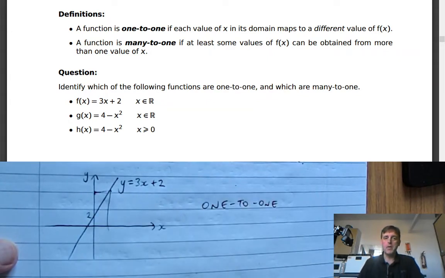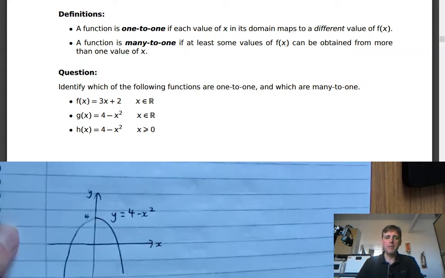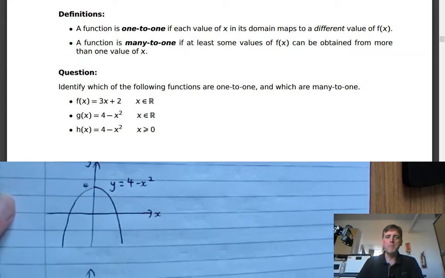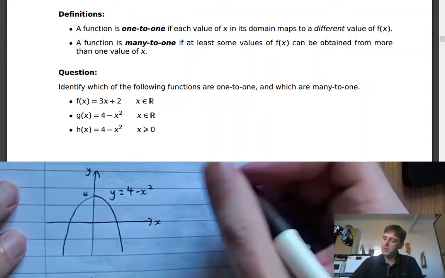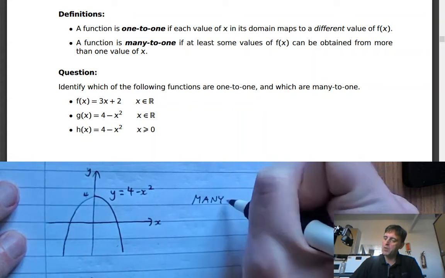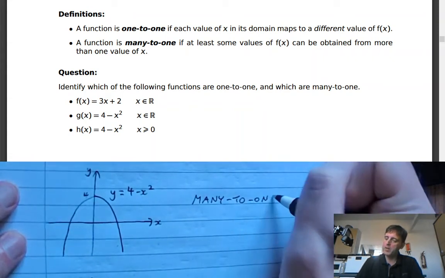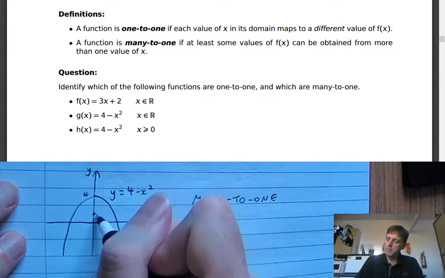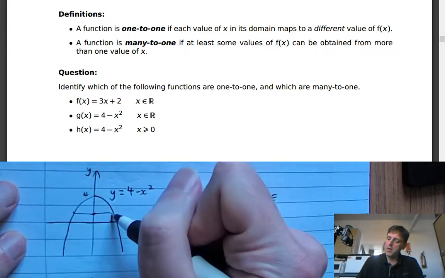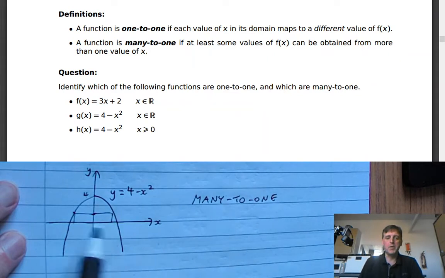Okay, function g, let's move on to that one. So here's my graph of function g, and you'll see here that, again, the domain is all real numbers. This particular graph is showing us that we have a many-to-one function, because if I pick an output number like this here, we can get to that output number from more than one input number potentially. So that's a many-to-one function.